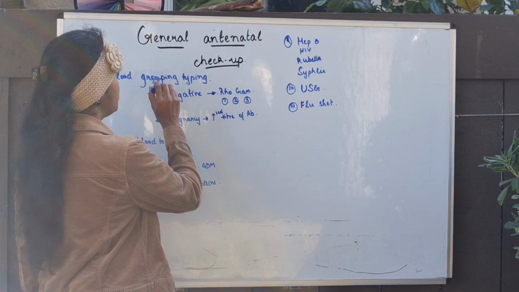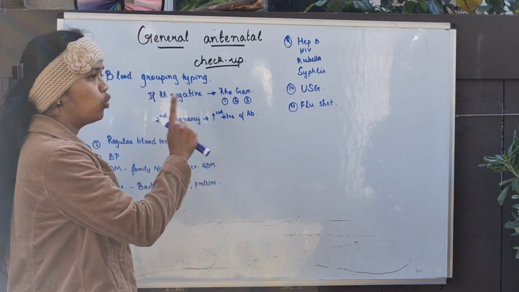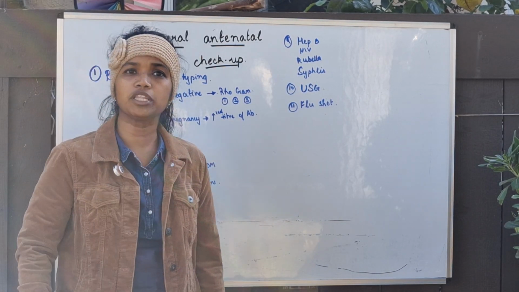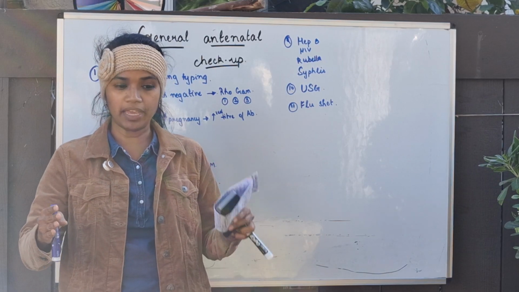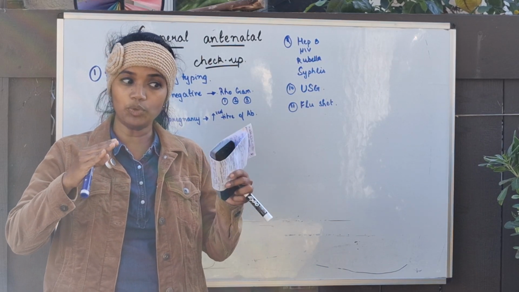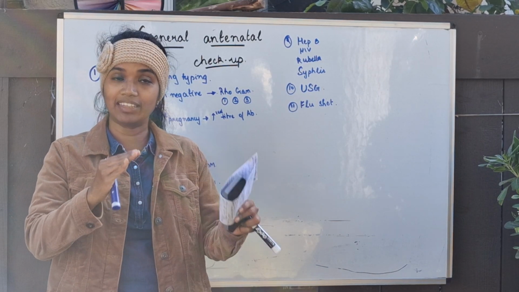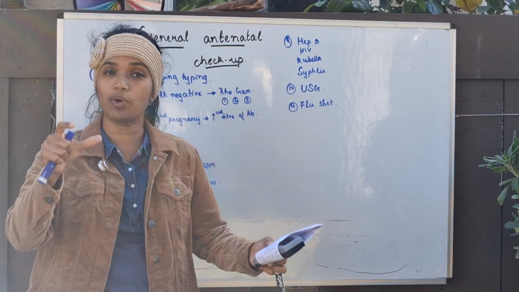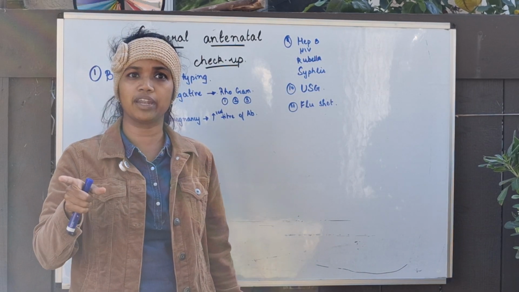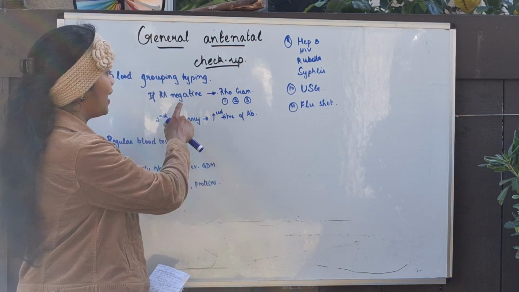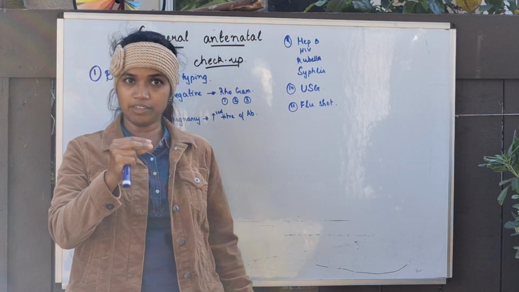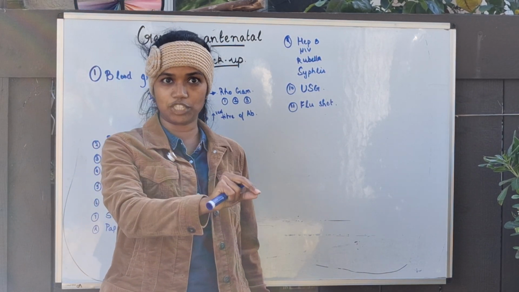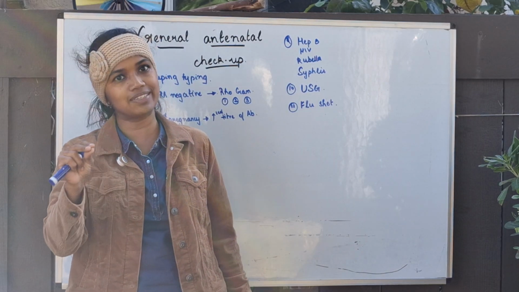We will check for the mother's blood group typing. So why do we check for the mother's blood group typing? Because we want to determine her RH status, whether she is A positive or A negative or B positive, that is, whether she is positive or negative. What does this positive or negative indicate? It indicates the RH status. If she is positive, then she is RH positive. If she is negative, then she is RH negative.